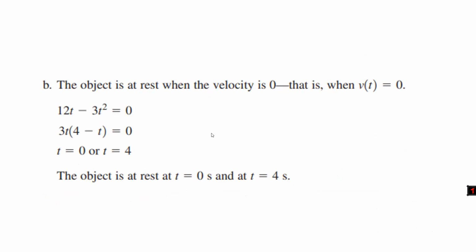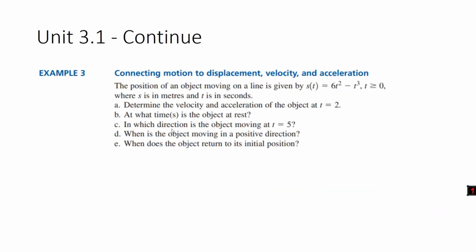Agree? Yep. C. In which direction is the object moving at time equals 5? Interesting. Does anybody know the answer? Positive. Wait, no, negative. Why? Well, because if the object is at rest at 4, that means it stopped moving, so then it has to come back down if it's a parabola.